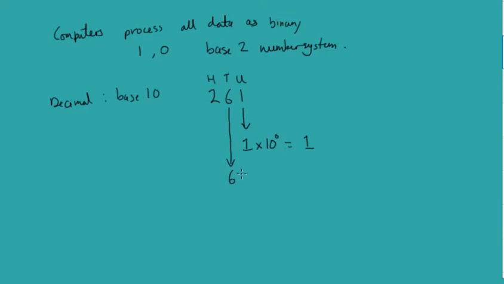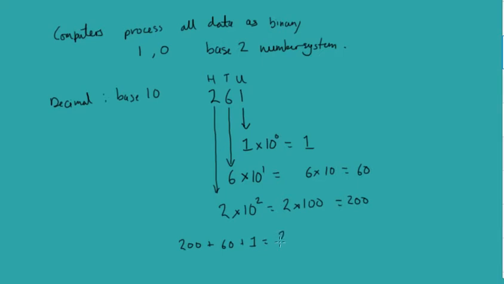6 is 6 times 10 to the 1, which is 6 times 10, which is 60. And the 2 is 2 times 10 to the 2, which is 2 times 100, because this is the hundreds column, which is 200. So if we take 200, add 60, add 1, we get 261. That is the number system which we deal with, the base 10 number system.